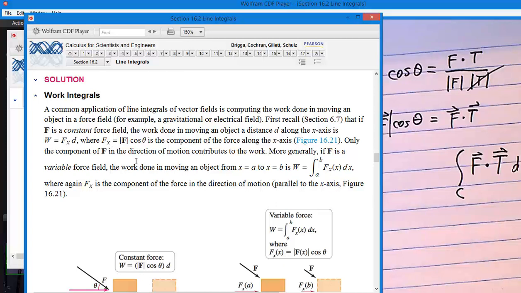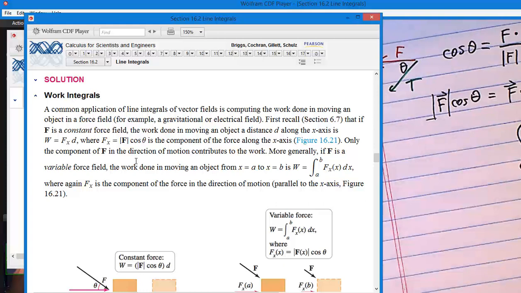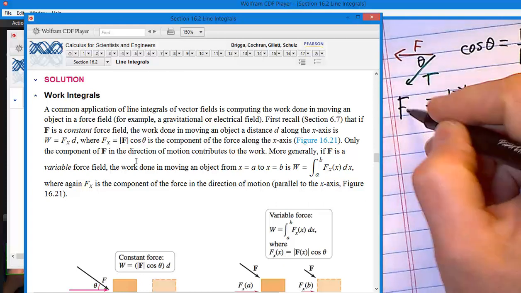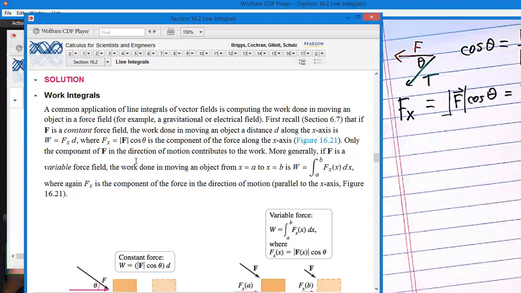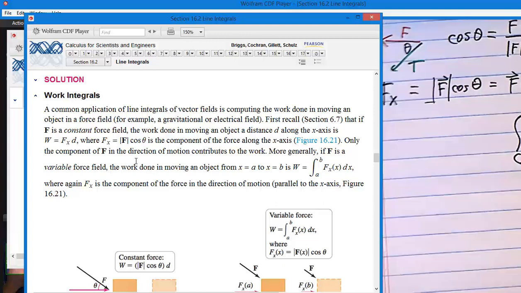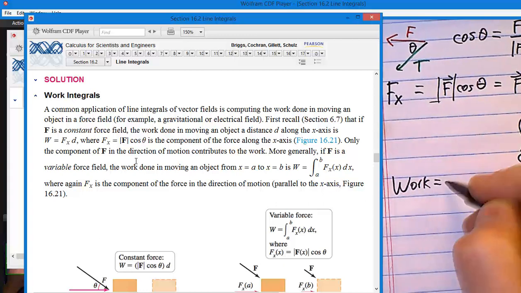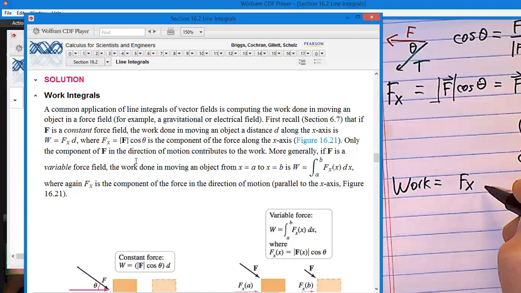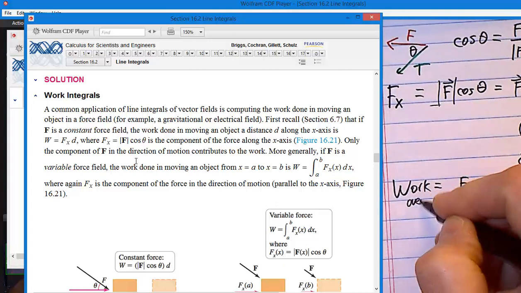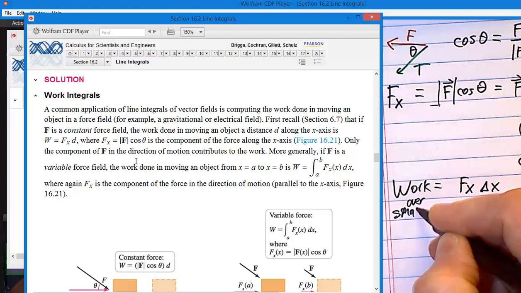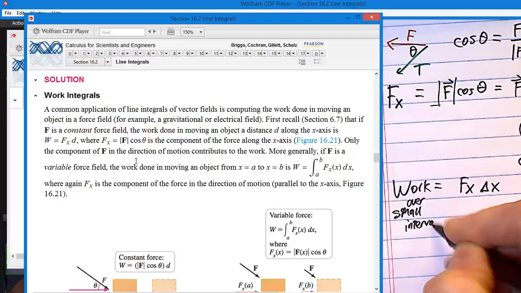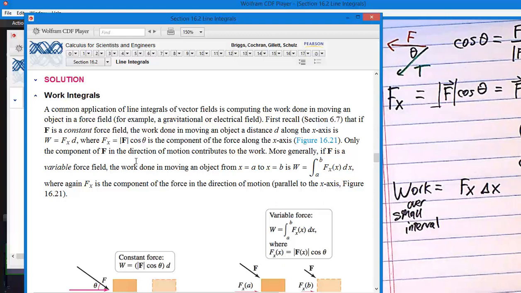Yes, yes. Now I see it. This F cosine theta, that's Fx, right? So if I want to compute work, you told me work is force times distance. Well, what if I'm only moving a little tiny distance like delta x? This would be the work over a small interval, right? Yes or no? Okay.